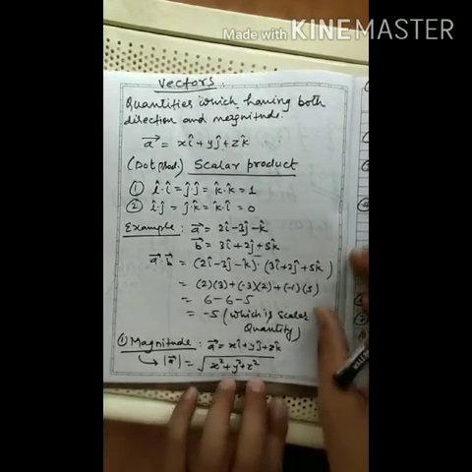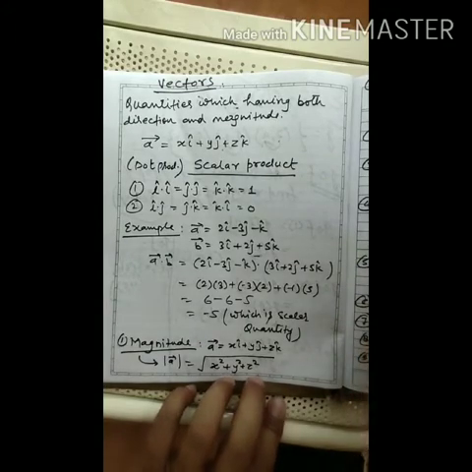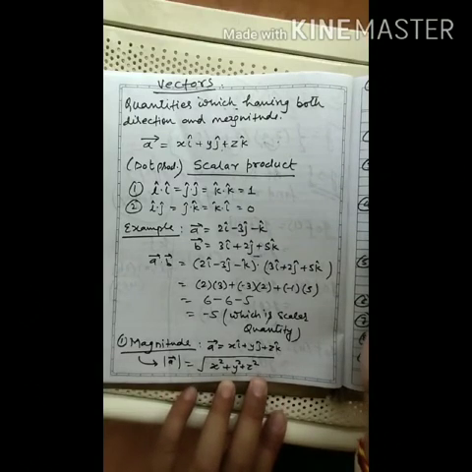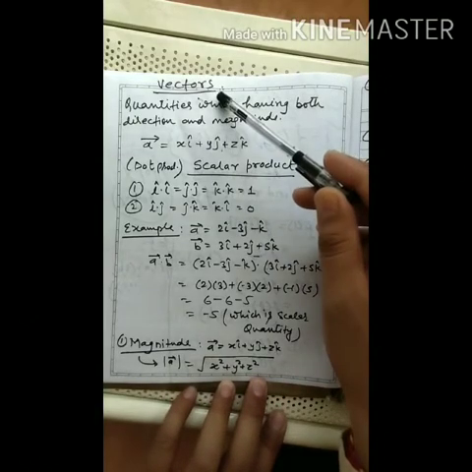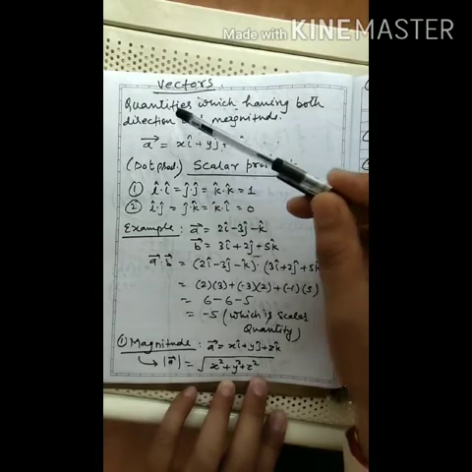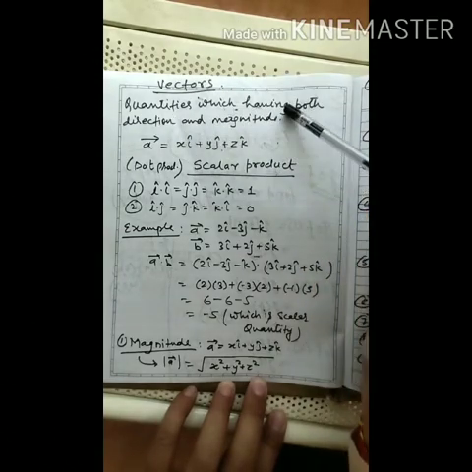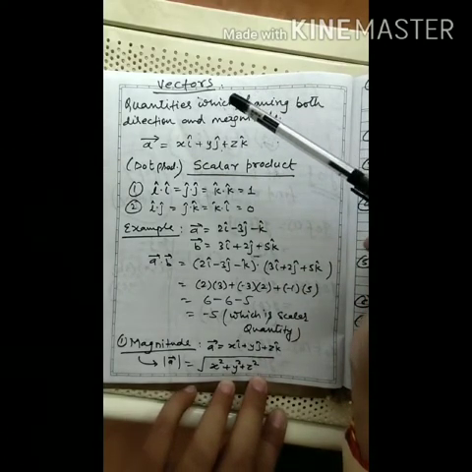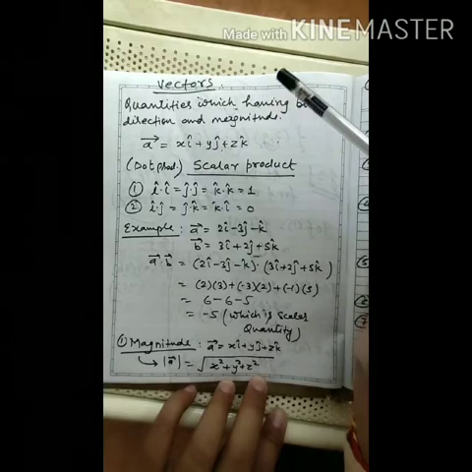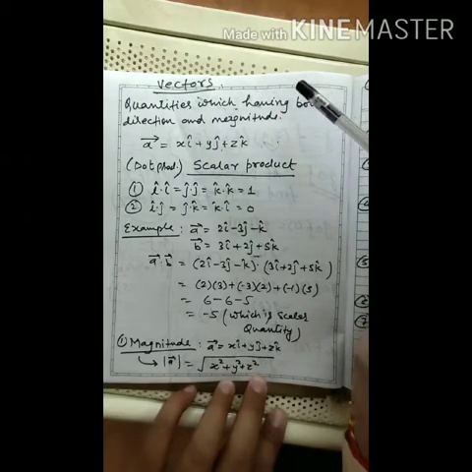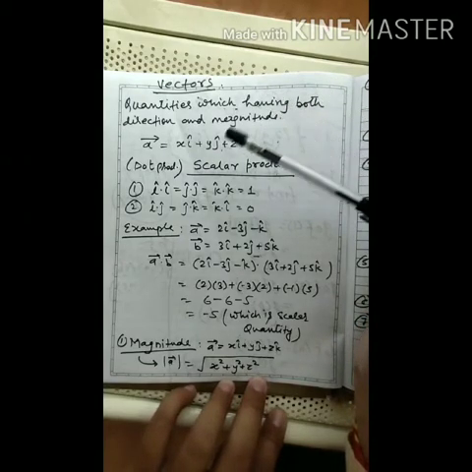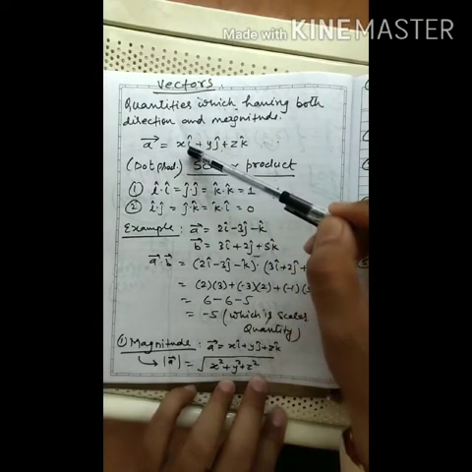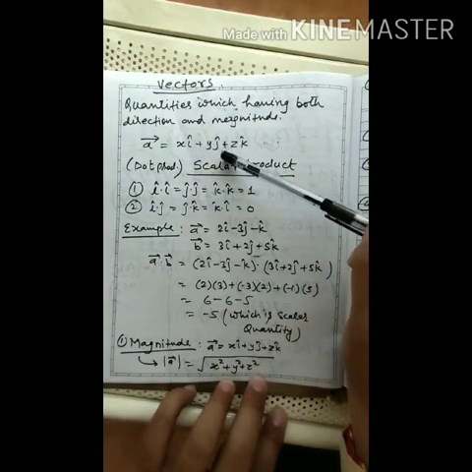Students, today we have to start a new lesson, that is vector. You have studied about vector in previous class, that is 11th class. So here, vector. What is vector? The quantities which have both direction and magnitude are called vector. Those quantities which have magnitude as well as direction both are known as vector. Vector is represented by a vector. Read it as a vector equal to xi cap plus yj cap plus zk cap.